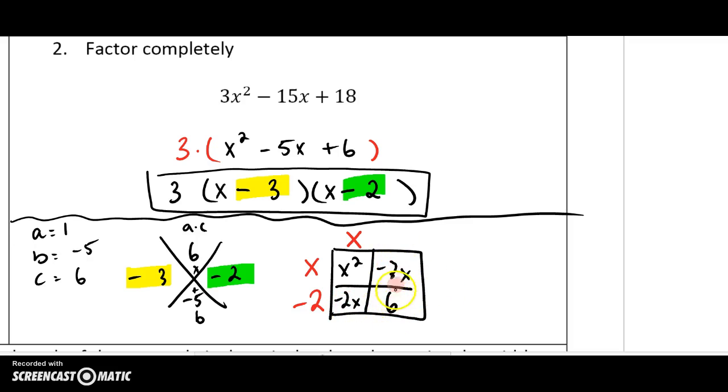So what about these? What can I divide out of both of these? Well, they're both divisible by negative 3. And does negative 3 times x make negative 3x? Yep. Does negative 3 times negative 2 make 6? Yes, it does. These are our two factors, x minus 3 and x minus 2.